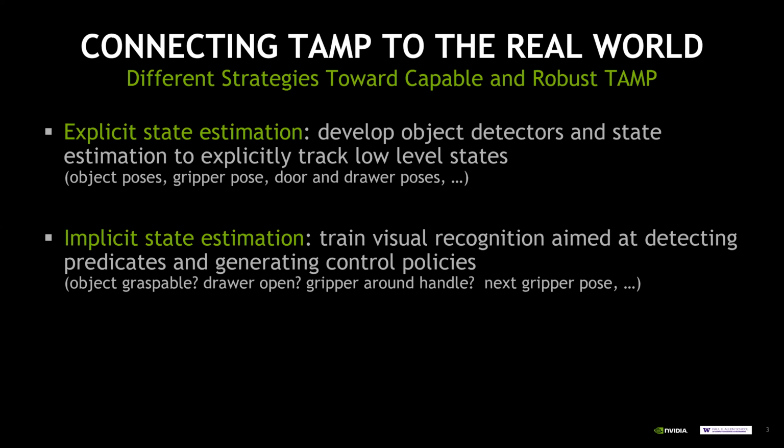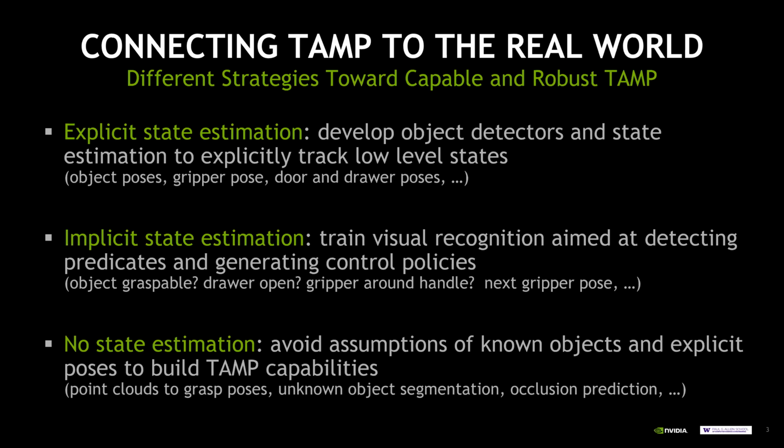Second, we can try to weaken that assumption a little bit, where we train some visual recognition aimed at specific predicates and control policies, so that we can capture the hierarchical structure of the task, like knowing whether we can grasp this object. Do we have something in our hand? Is the gripper around the handle right now? Where should I go from here? Or what is the policy that I follow? So that's option 2.